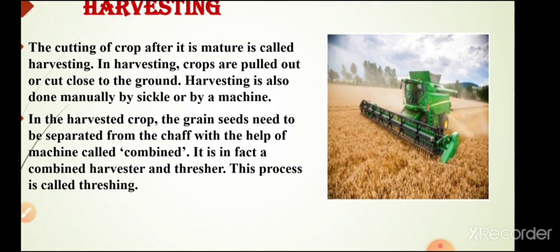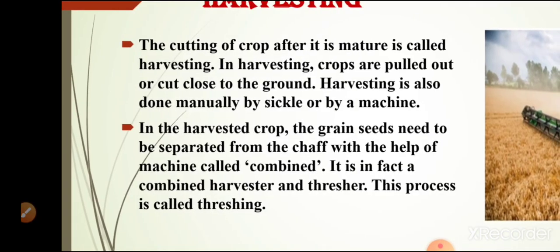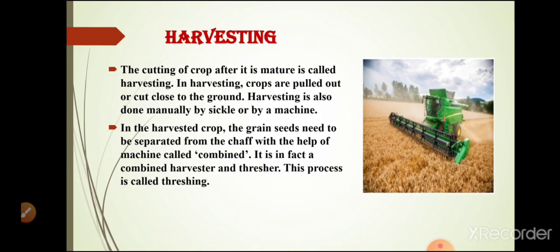Now students, if I talk about the farmers who have a very small land, how do those farmers separate the grains and chaff? So those farmers use a different method which we call winnowing. Winnowing is the method of separating the grains from the chaff with the help of wind, and this method is used by the farmers with small holdings of land.